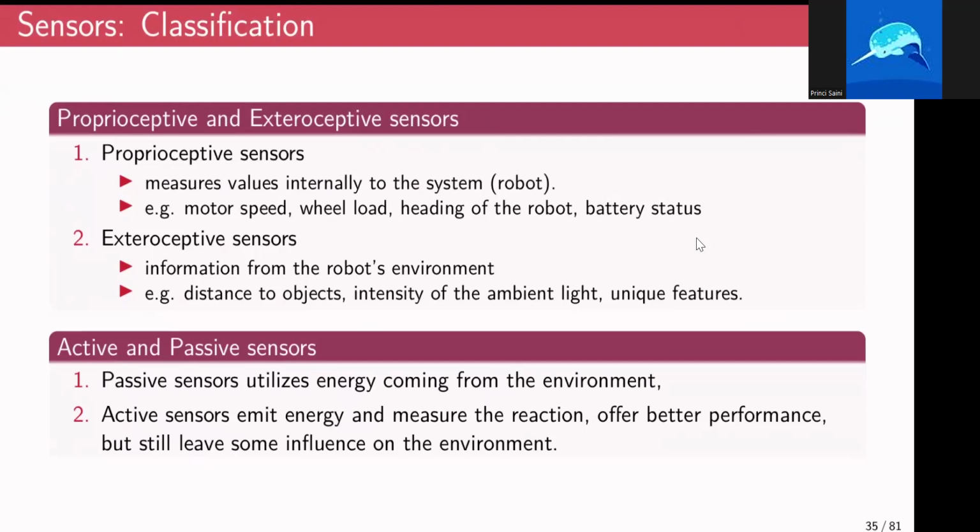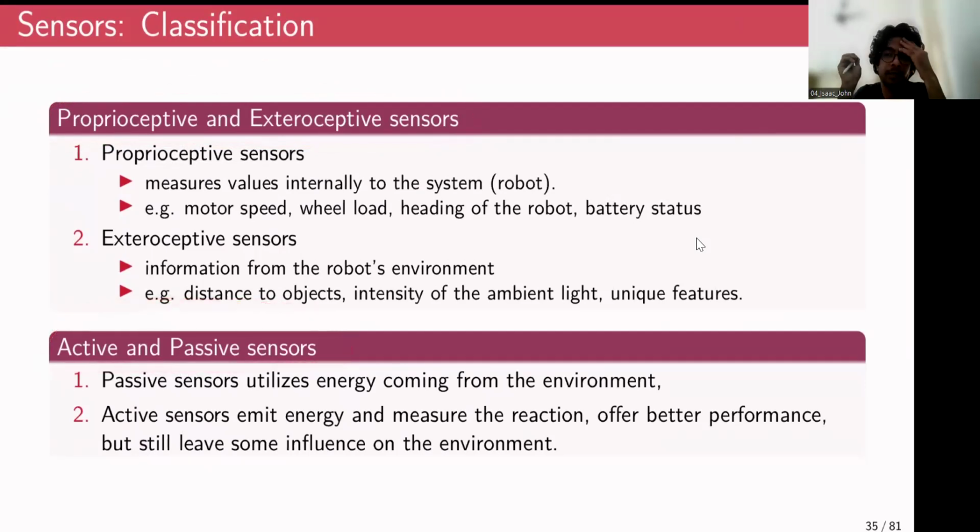And then we have actually talked about sensors, because we ultimately rely on sensors to perceive the environment. Depending on the type of sensors that we use, we classify them into two different categories. One such classification is whether a sensor is a proprioceptive sensor or an exteroceptive sensor. Another classification is based on whether they are an active sensor or a passive sensor.